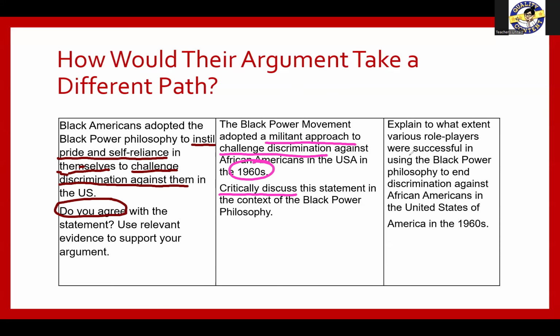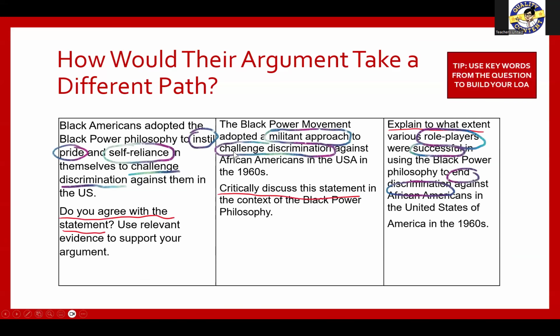And then the last one says, to what extent role players, so I'm going to be talking about the role players. I'm going to talk about whether they were successful in ending discrimination. So you see, all of these questions are dealing with Black Power, but the way the question is asked is slightly different every single time. So how would our argument therefore change? The first step that you need to do is you need to underline the question words in the argument, like we've done. And that is what we're going to use to build our line of argument.